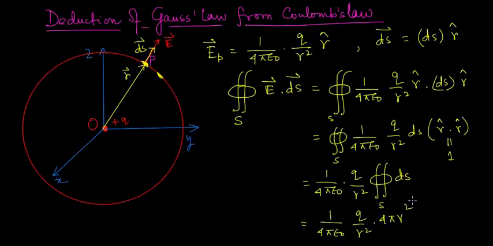So 1 by 4 pi epsilon 0 q by r square times 4 pi r square. The r square gets cancelled, 4 pi gets cancelled, so the result is q over epsilon 0, right? Which is Gauss law. So the closed surface integral is q over epsilon 0. Fine.